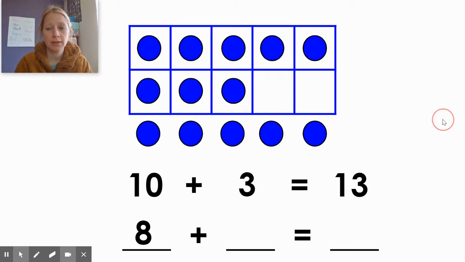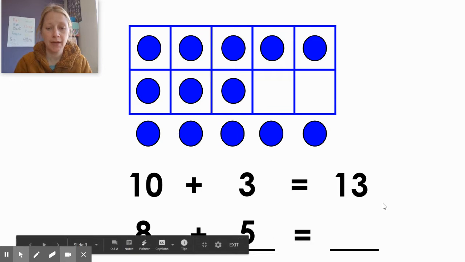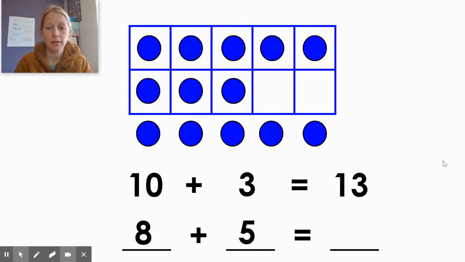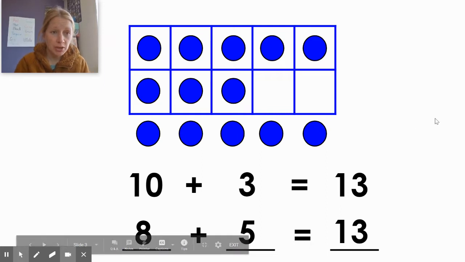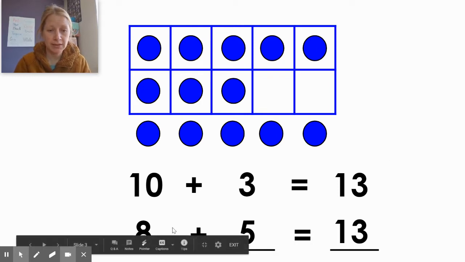I had 3 ones, but now I have 5 ones. So now my number sentence says 8 plus 5 equals, and it still equals 13, right? These are 2 different number sentences, but they have the same value. So 10 plus 3 equals 13, and we saw that before. Then we changed it up, and our new number sentence is 8 plus 5 equals 13.